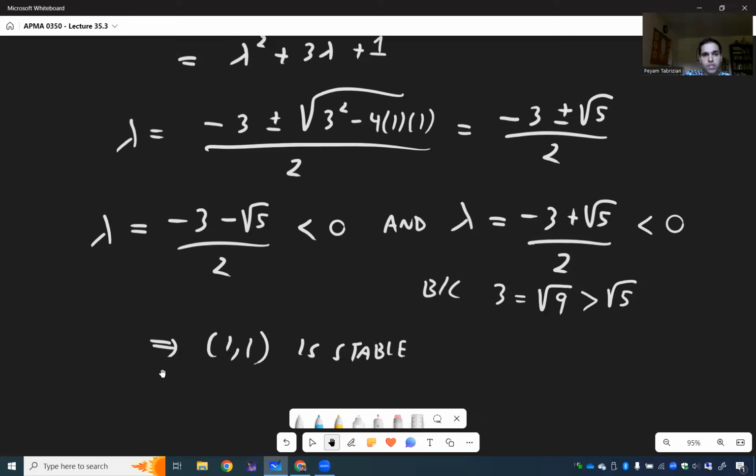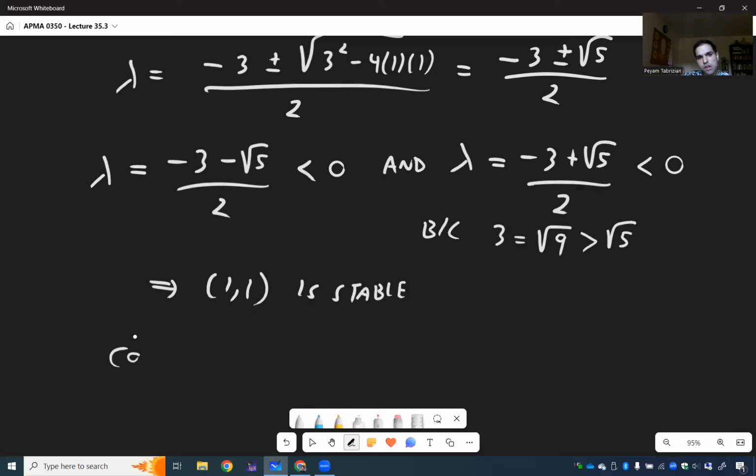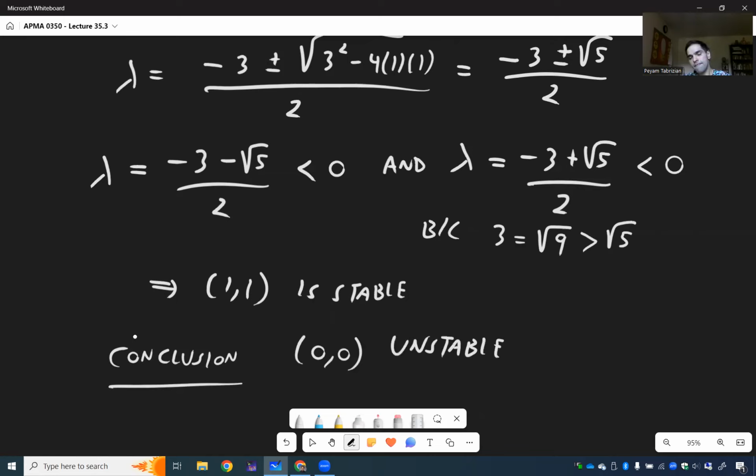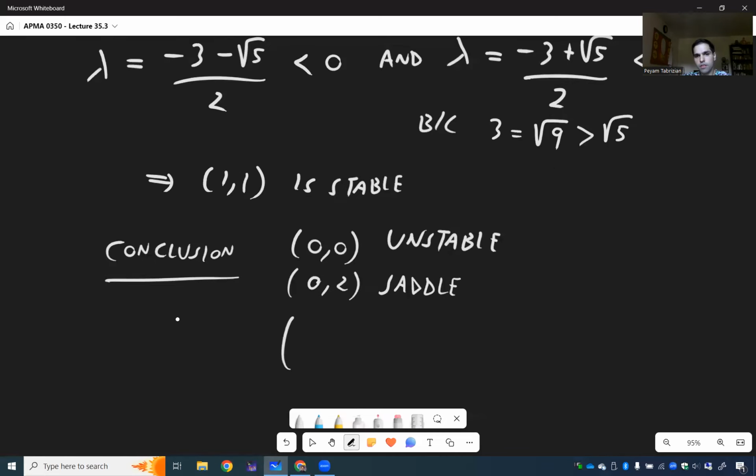And so our conclusion is that (0, 0) is unstable, (0, 2) is a saddle, (3/2, 0) is a saddle, and then (1, 1) is stable.